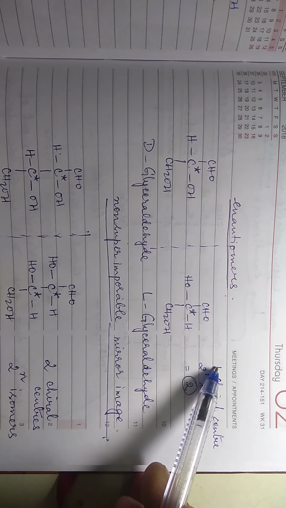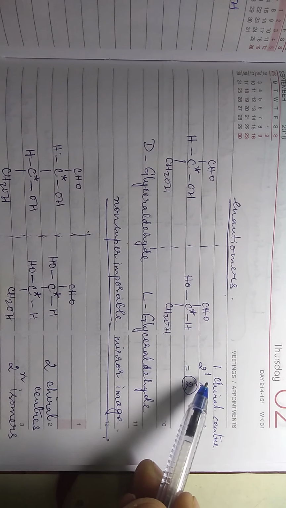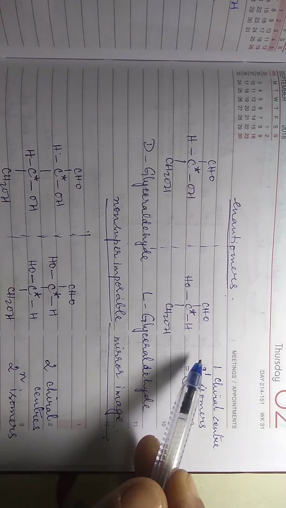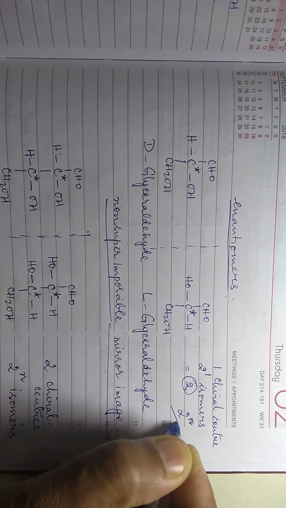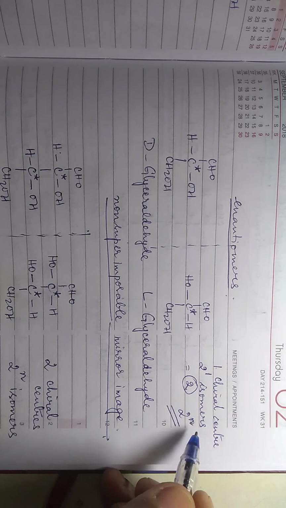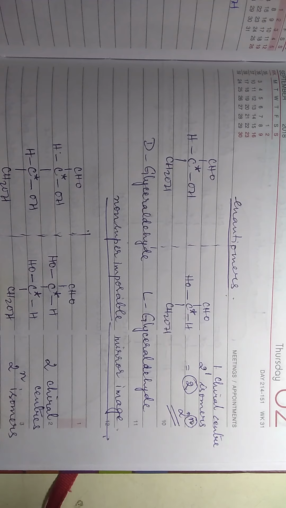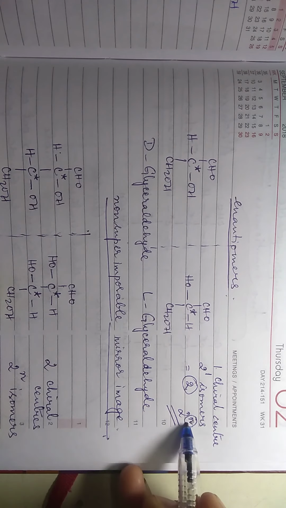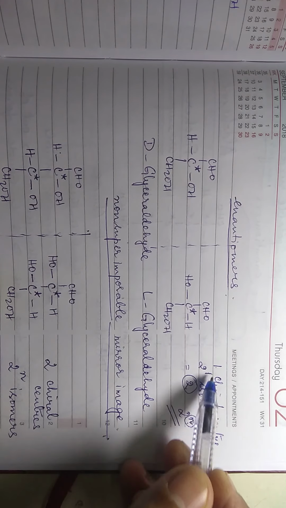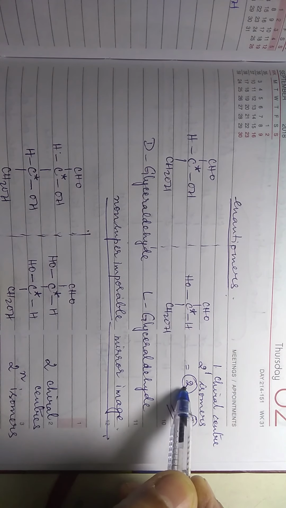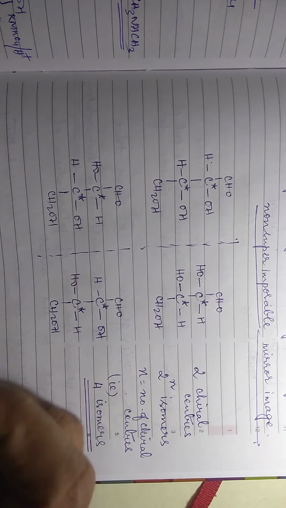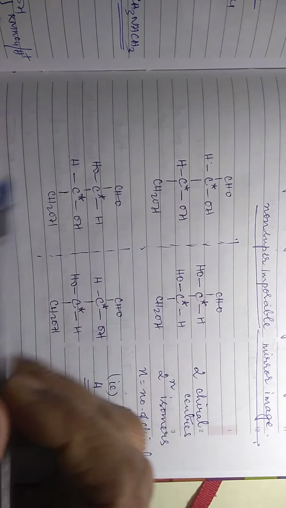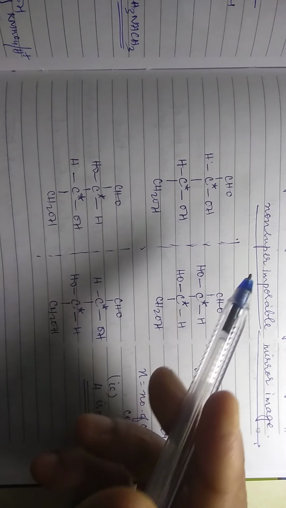Now, if there is one chiral center, there is a formula to write the number of stereoisomers possible. That is given by the formula 2 power n. Now, what is this n? n is the number of chiral centers. If there is only one chiral center, it is 2 power 1. So there are only 2 isomers possible for this. Now, supposing you take a 4 carbon chain, 1, 2, 3, 4. Okay, it is the next higher member of aldehyde, glyceraldehyde.